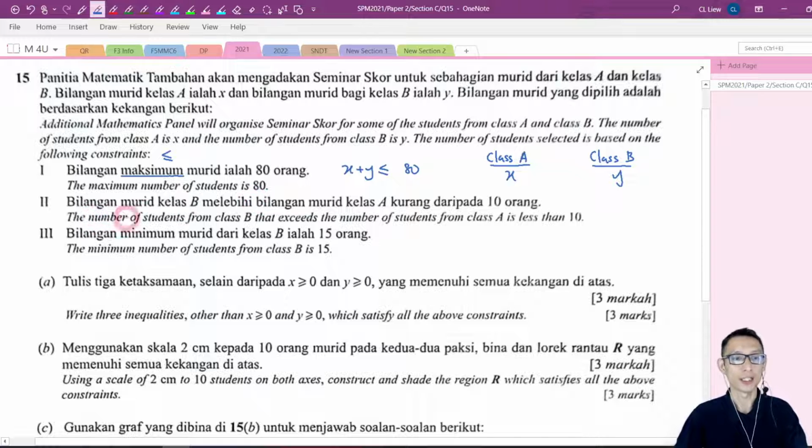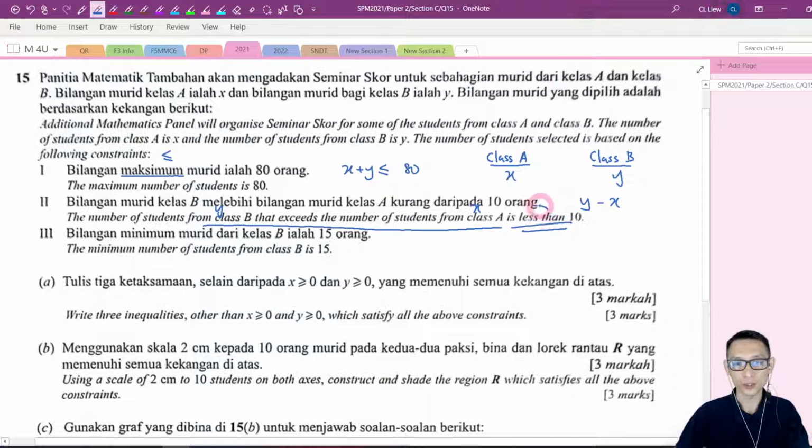Now how about this one? The number of students from Class B, Y, exceeds the number of students from Class A is less than 10. So forget about this one first. Just think about this. Y more than X, right? So I'm going to write Y minus X. Now only look at this one: less than 10, less than 10. This is the second inequality.